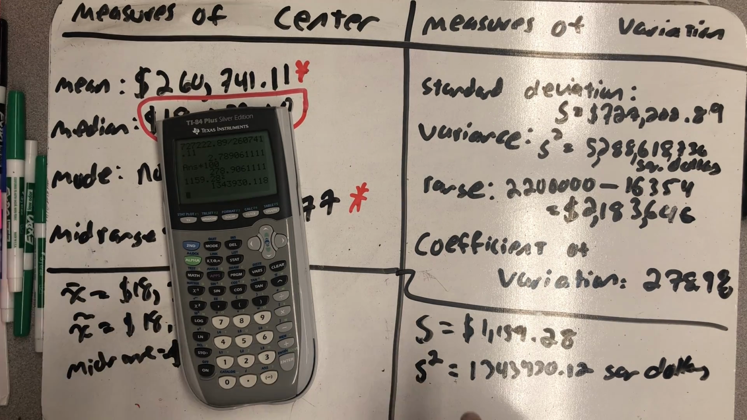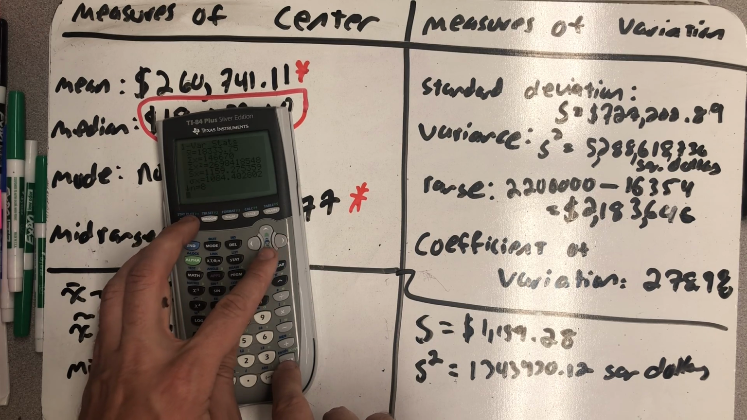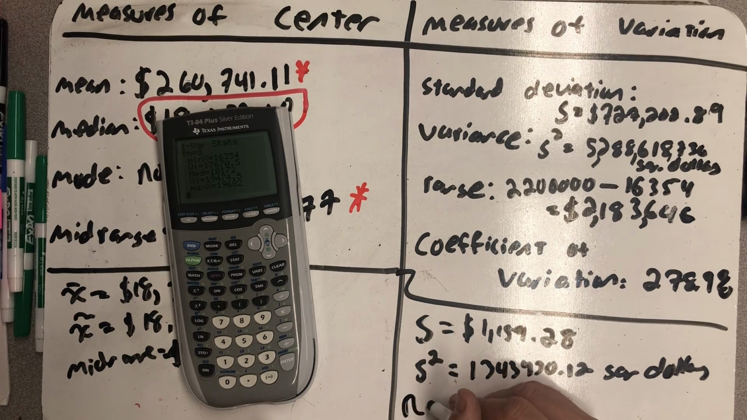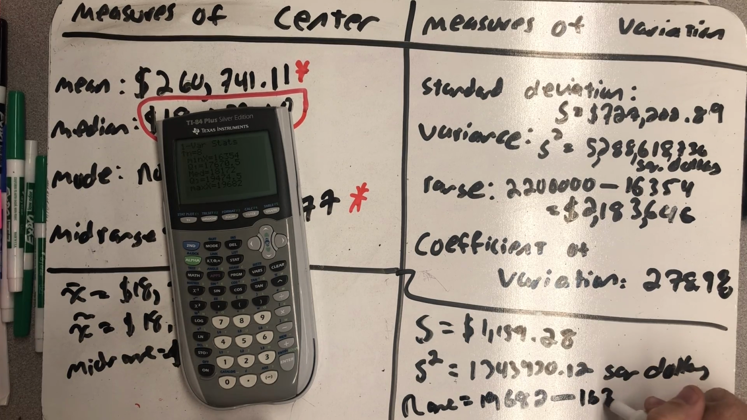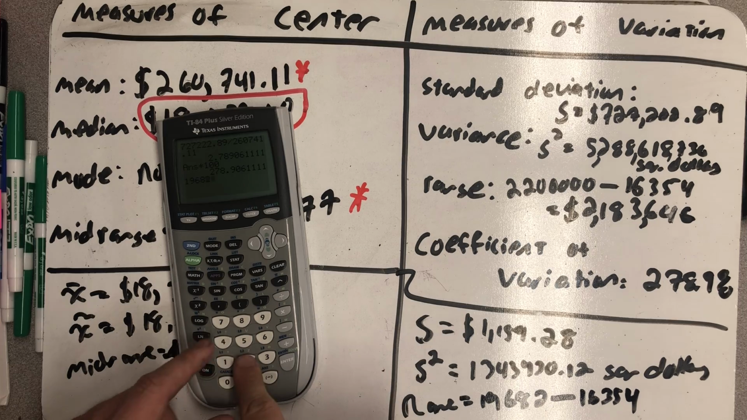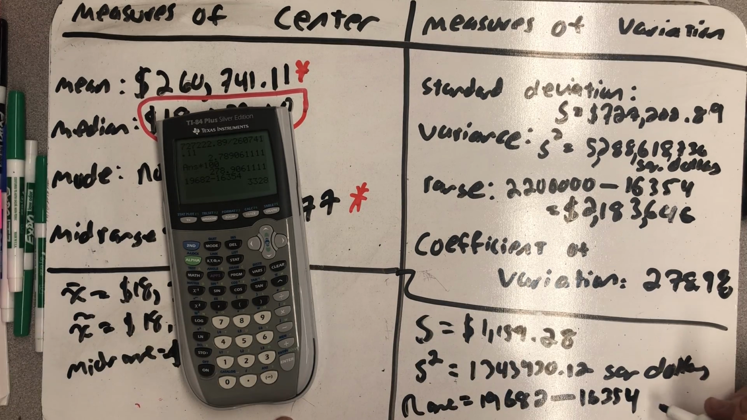The range, the largest thing minus the smallest thing. So the range, 19,682 minus 16,354. $3,328, a much smaller range of data.